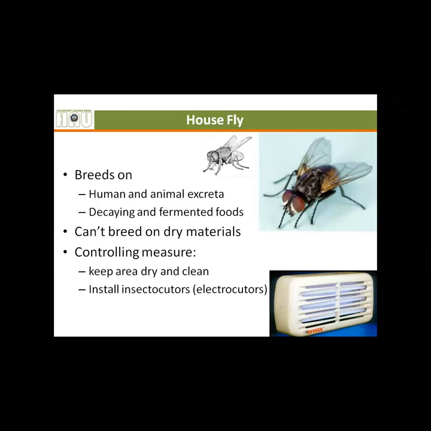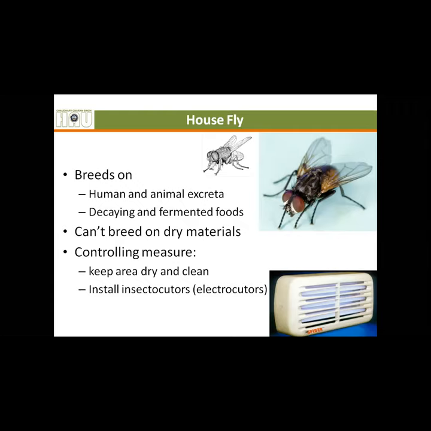And sometimes people are using insectocutors also, and some industries are saying electrocutors. So these contain some blue lights and have a good voltage in them. Flies and mosquitoes and fleas, beetles, even sometimes weevils also are attracted towards this blue light. And when they are moving towards it, they encounter high voltage currents, and because of that high voltage, you can remove those.